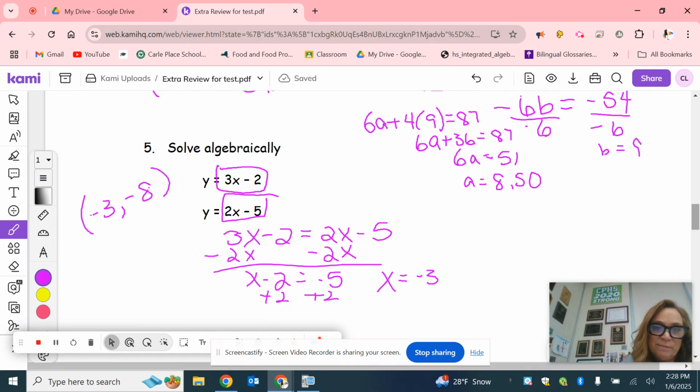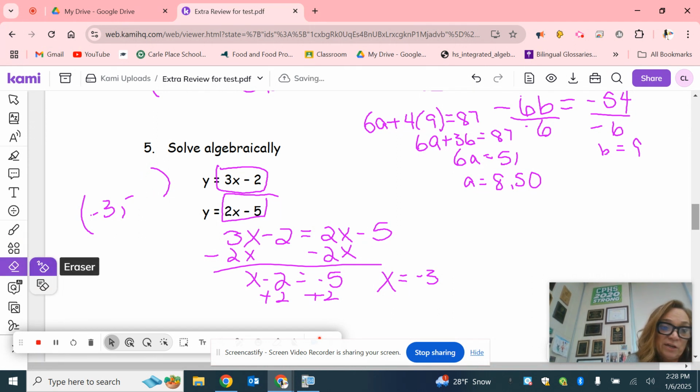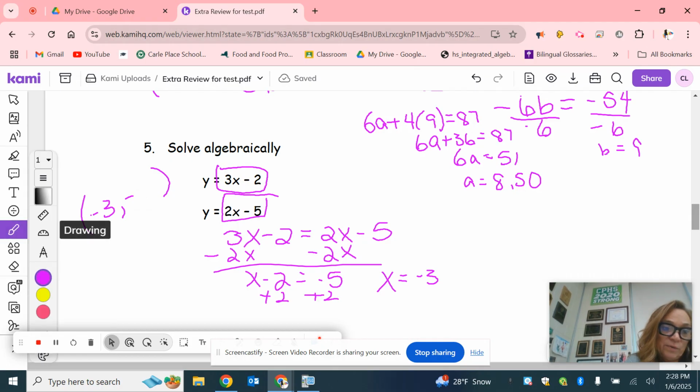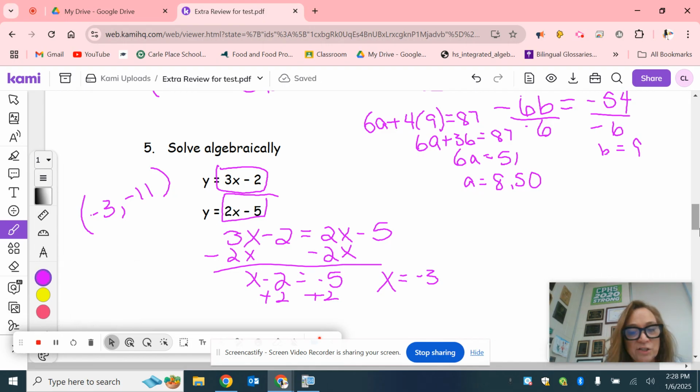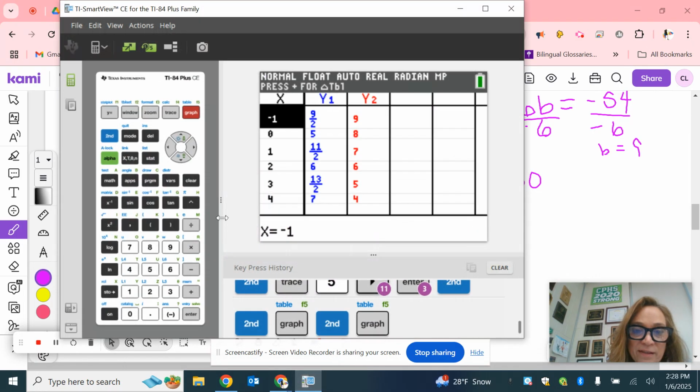Let me see. If I plug in a -3, I get -8. No, if I plug in a -3, I get -11. -11. Let me fix that. So that's why you always check your work, right? Check your work, -11. Okay, now, because I did that algebraically, I am going to double check it graphically.